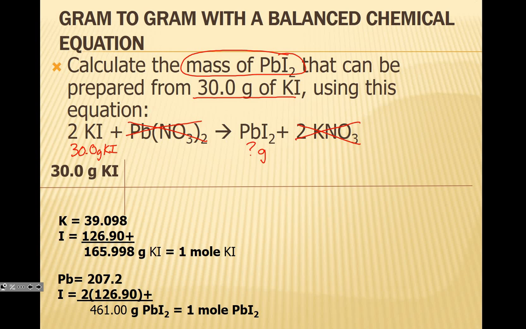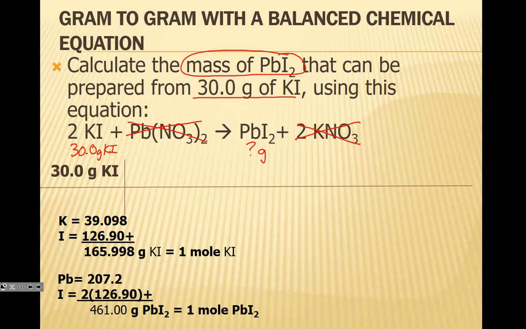Okay, but how do you know what to put? I read right here, calculate the mass of PbI2, so question mark grams, by starting with 30 grams of KI, so I put 30 grams into that. Done. Yes? So with this, what do you do now?